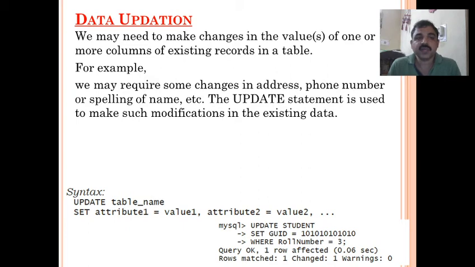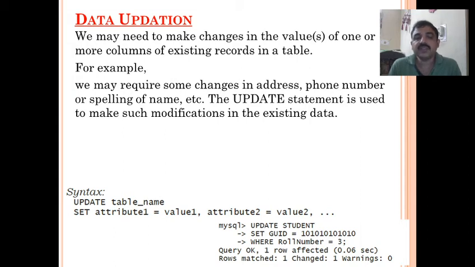Now once the data is ready, now we want to modify a particular record. It can be done with the help of update command. So data updation. So we may need to make changes in the value of one or more columns of existing records in table. For example, we may require some changes in address, phone number, or spelling, name, etc. The update statement is used to make such modification in existing data.